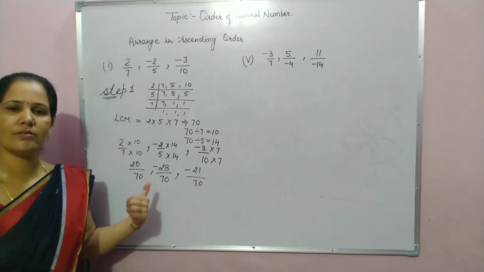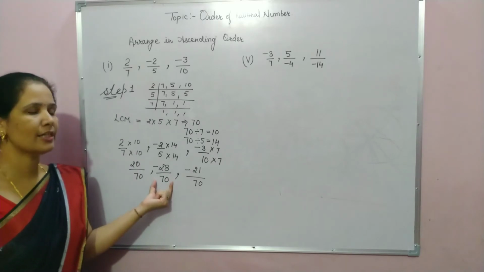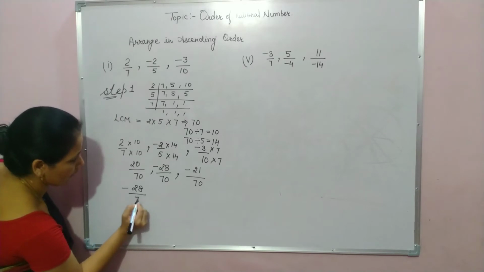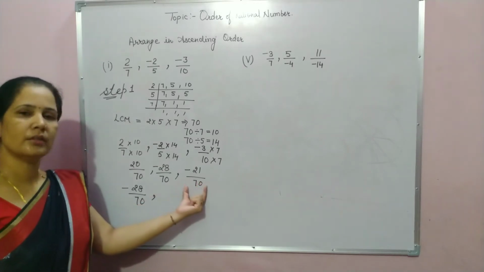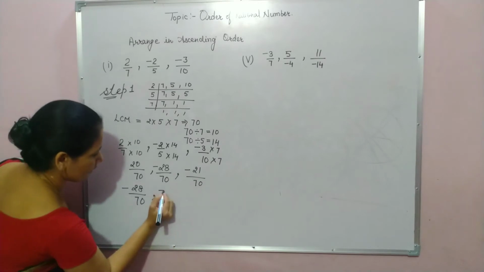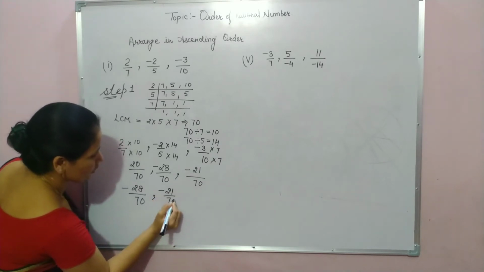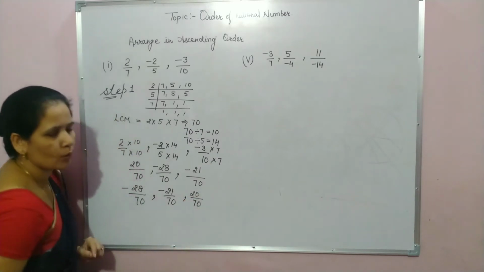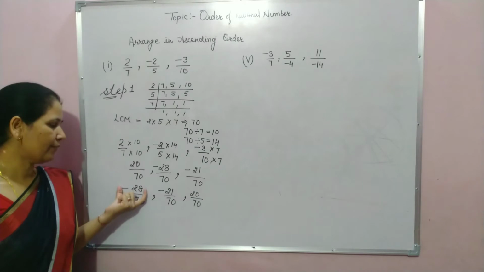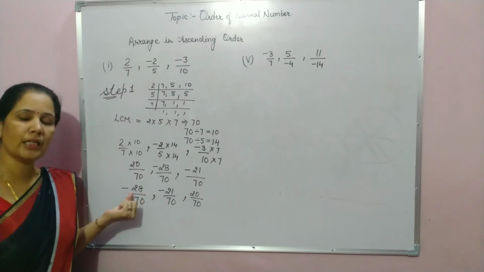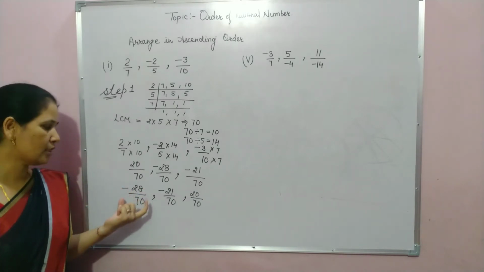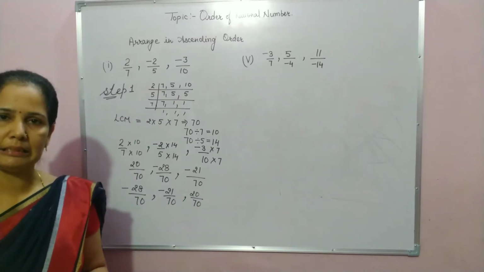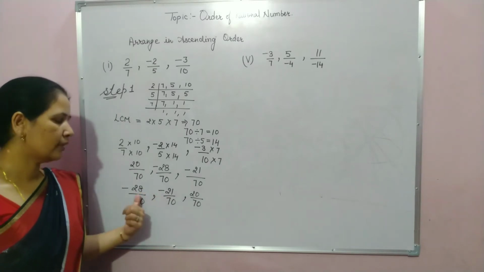So here the smallest rational number is minus 28 by 70. So first we arrange minus 28 by 70, then after that minus 21 by 70, and the last we arrange the biggest one, 20 by 70. Why did it happen? If a negative number is bigger in its numeric value, then it is a smaller number. And all positive numbers are greater than all negative numbers.